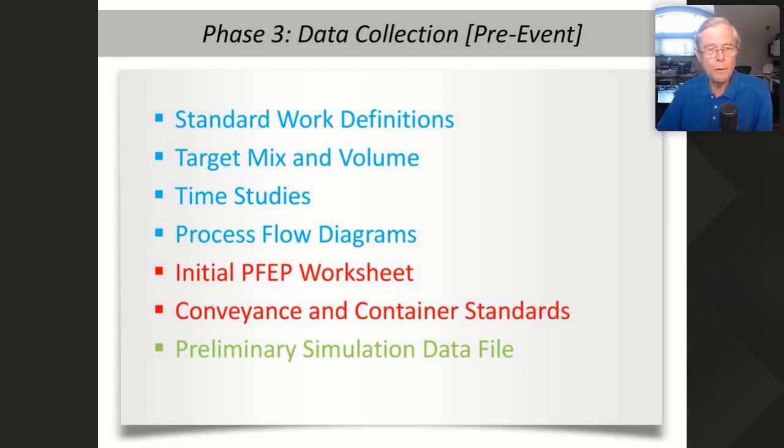We need to know, what are we designing for? So what products and in what volumes? So target mix and volume is something we need to decide on. There's no algorithm that tells us this, but we look at past history, look at future potential demand, and come up with it. We're going to design for this mix of products.